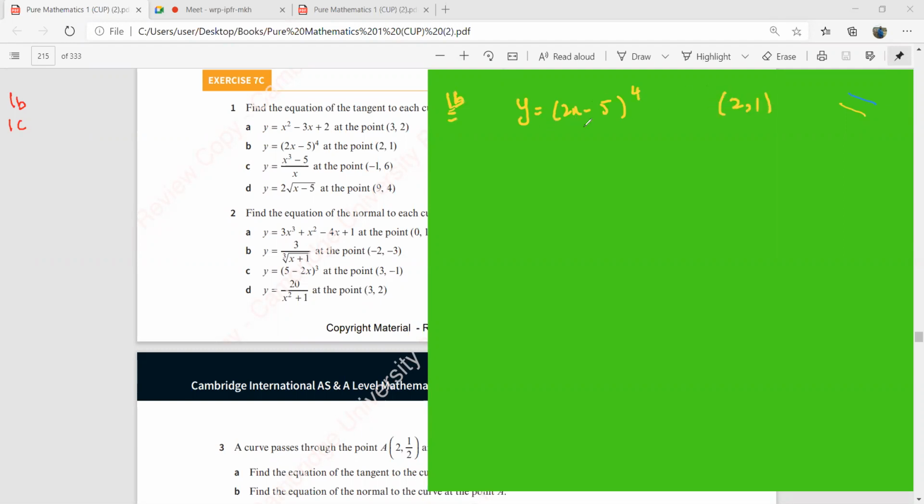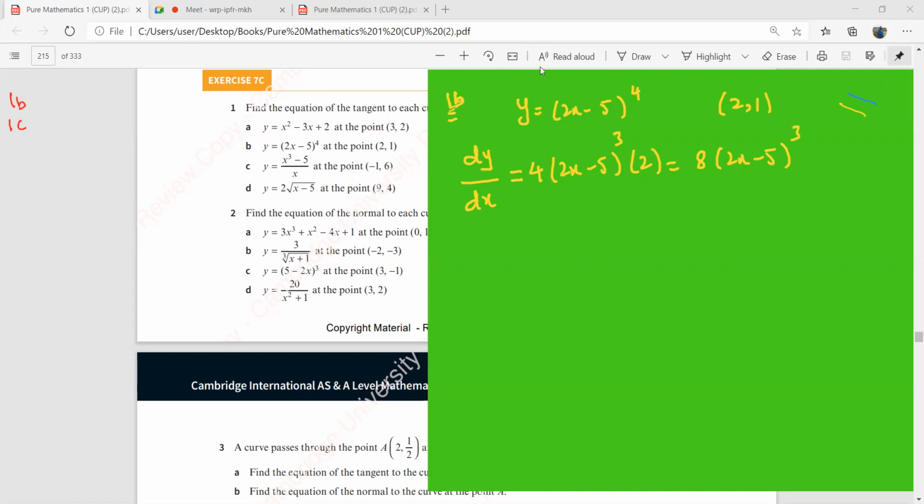Now guys, you have to write down the equation of the tangent here. Tangent is a line, and when you have to write down the equation of a line, you need a point and the gradient. The gradient will be obtained through differentiation. So you will differentiate this first. Remember which technique to use when. The second technique has to be used here. So this will be 4 into (2x minus 5) raised to power 3 times 2, that is 8 into (2x minus 5) cubed.